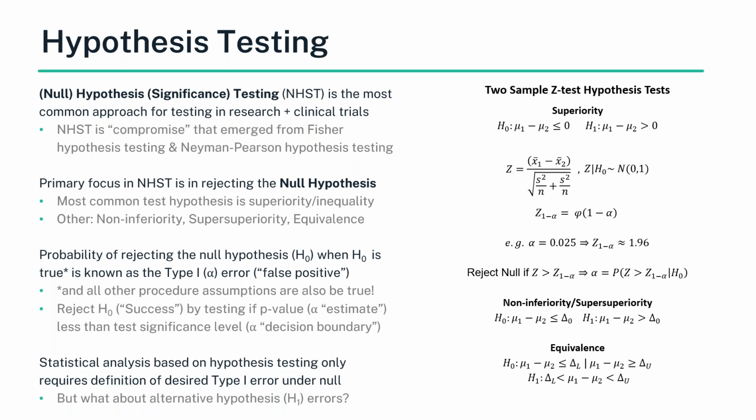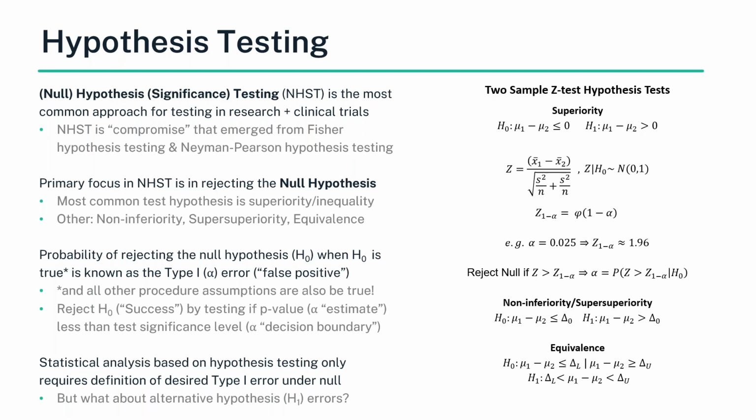And so in this NHST framework, our primary thing we're trying to do is decide whether or not to reject the null hypothesis. So basically, we're going to reject the null hypothesis and say our data is not compatible with the null hypothesis, or we're going to fail to reject the null hypothesis. And we're going to come to the conclusion that we can't say this is not compatible with the null hypothesis. And just to be clear, that's not the same thing as saying it is compatible with the null hypothesis.